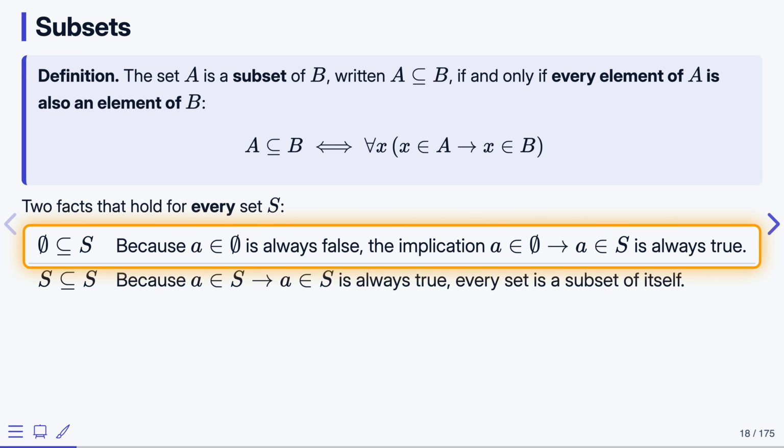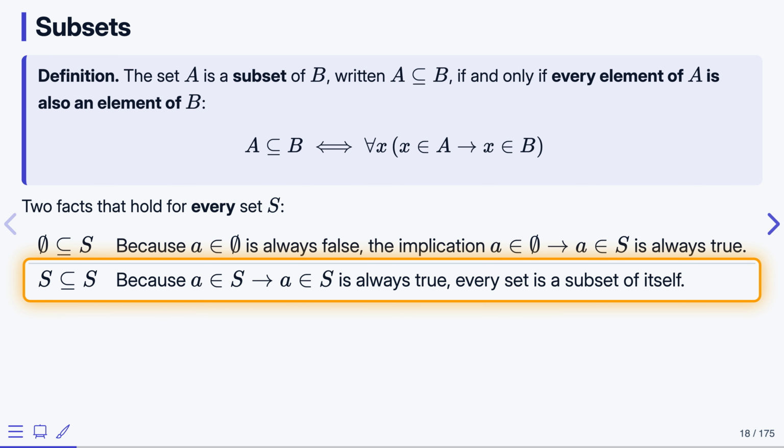Two special facts hold for every set S. First, the empty set is a subset of S. To be a subset we need: if x is in the empty set, then x is in S. But the start of that sentence is always false, and an if-then statement with a false start is always true. So the empty set is a subset of everything. Second, every set is a subset of itself. That is because if x is in S, then x is in S, which is obviously always true.